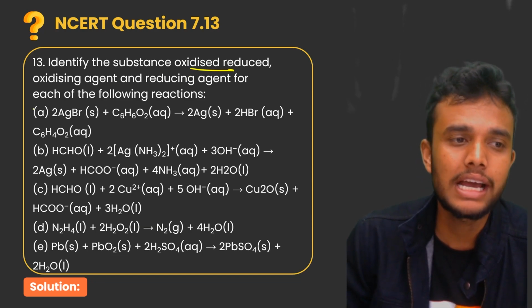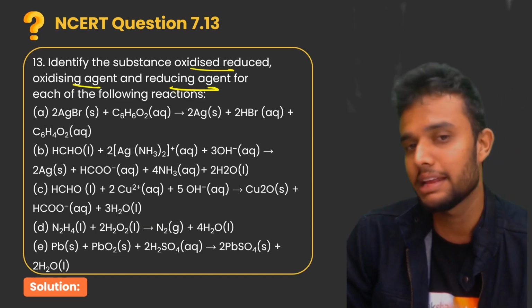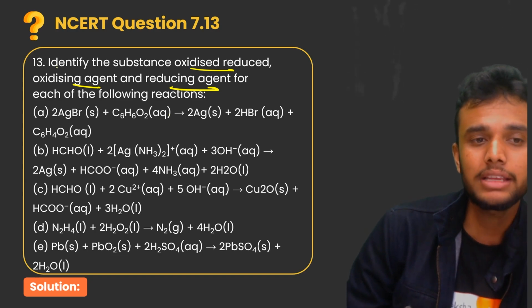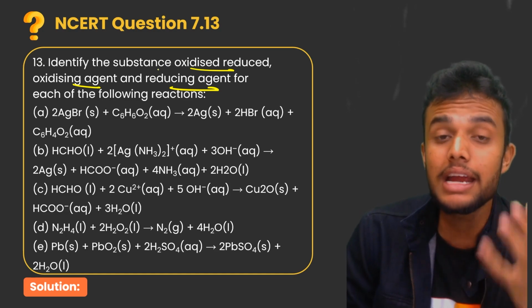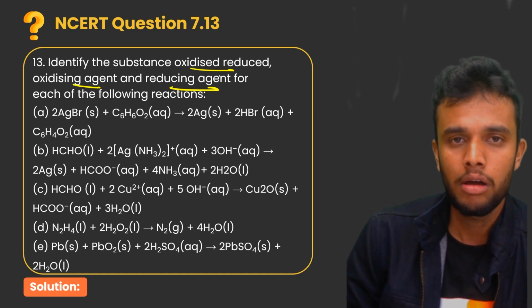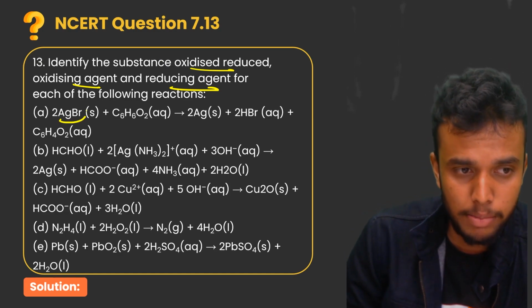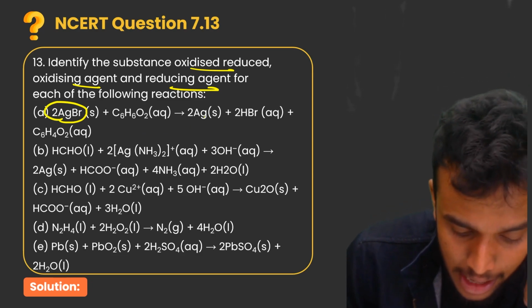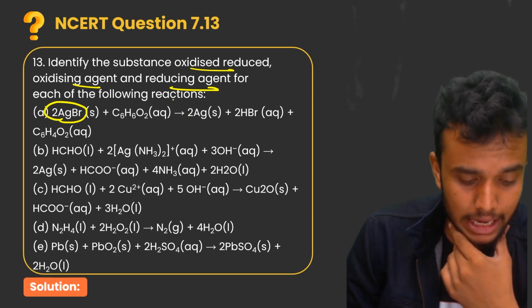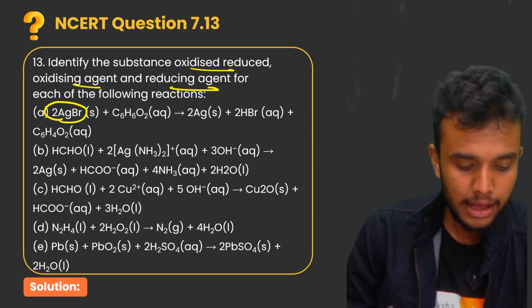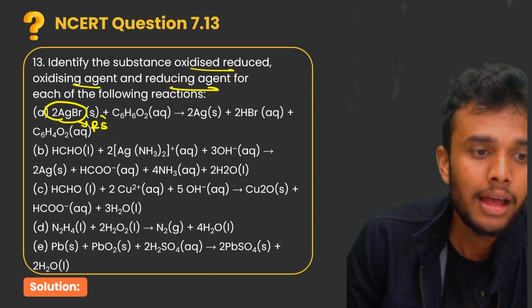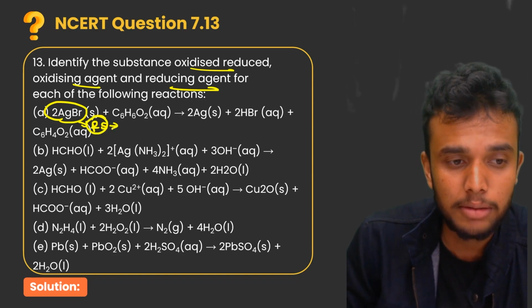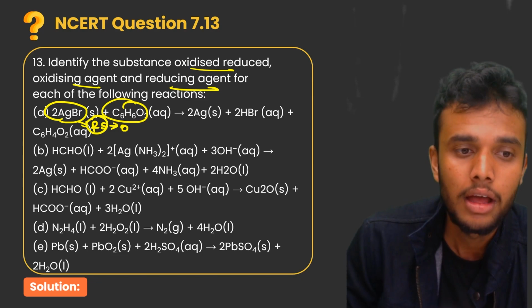Identify the substance oxidized or reduced, the oxidizing agent and the reducing agent. Very simple, students. The substance that is oxidized acts as a reducing agent. The substance that is reduced acts as an oxidizing agent. Here AgBr is converted into Ag. What happened here? The oxidation number decreases. So AgBr is the reduced substance and acts as the oxidizing agent, and the other is the reducing agent.